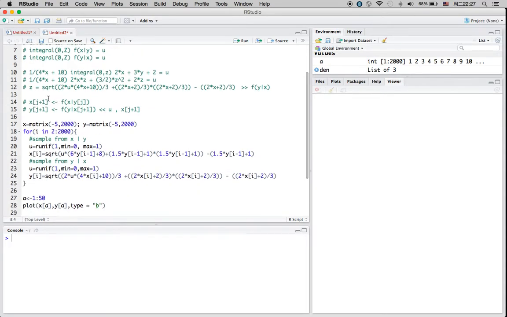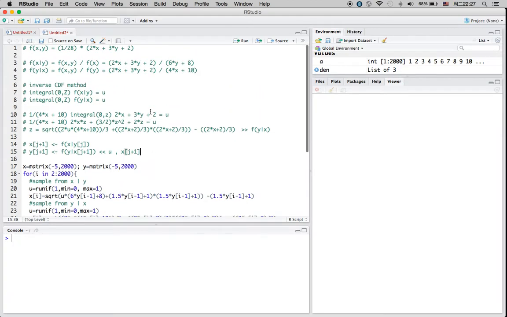So within each iteration, you need to run the algorithm as many times as how many unknown variables you have in your function. Since I have two variables in my target distribution, within each iteration I need to generate an x coordinate and a y coordinate.